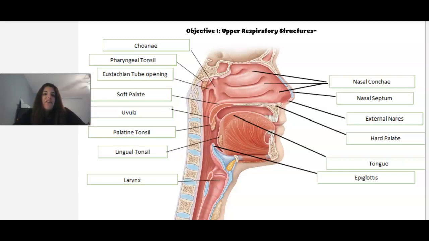Good morning. This lecture video is going to go over the structures of the respiratory system, so you can label the different parts as we go through them, and then we will look at what the function of each of those is.